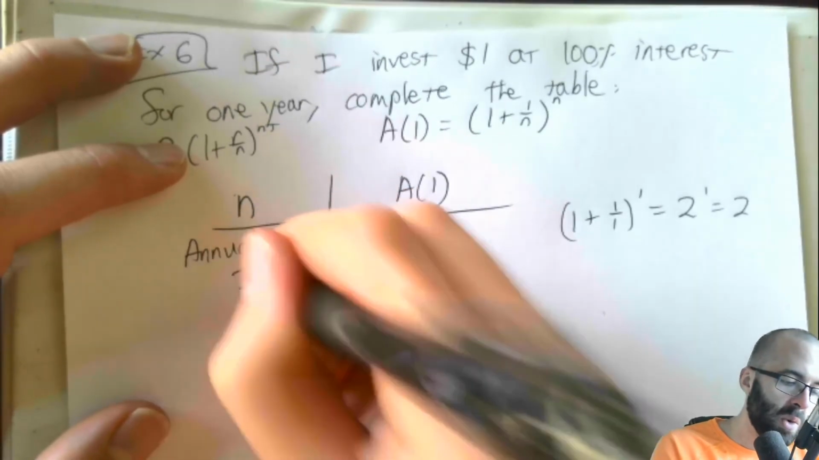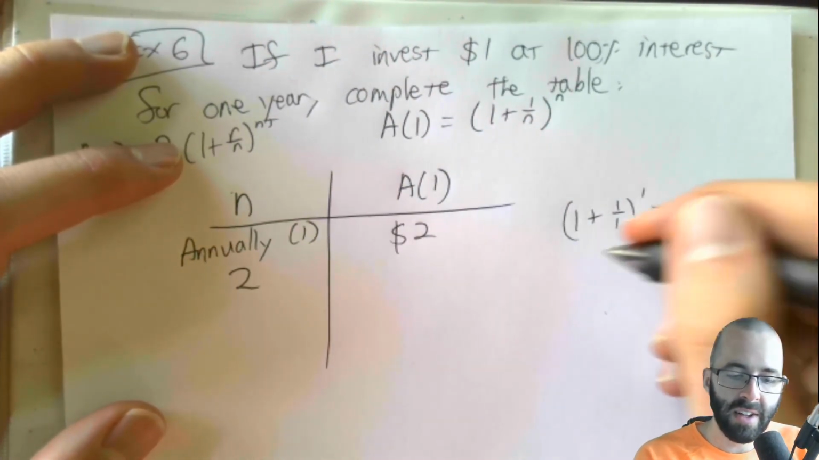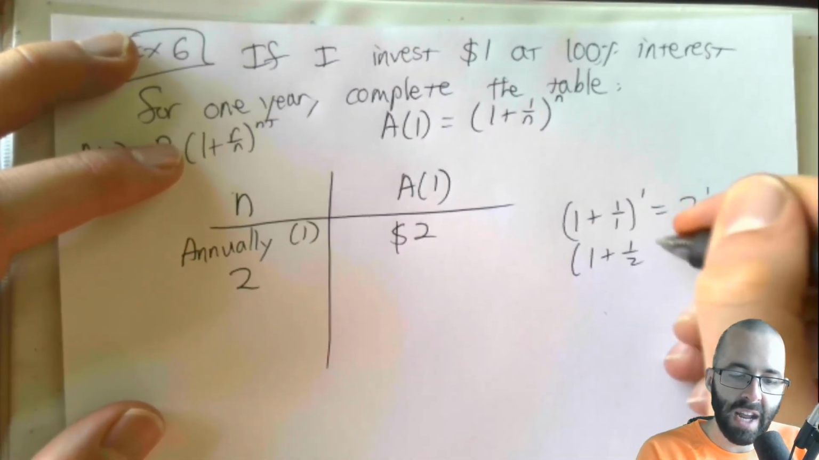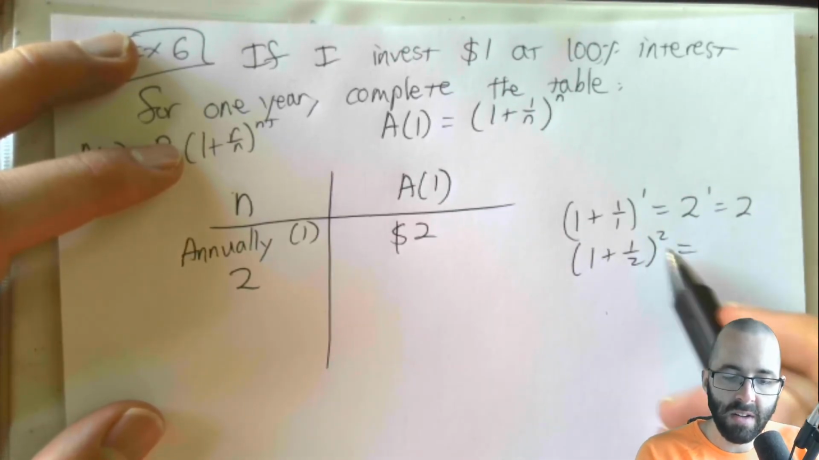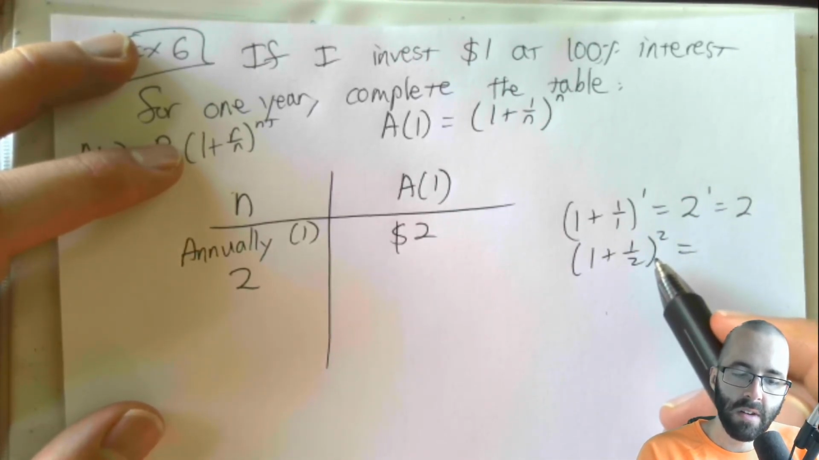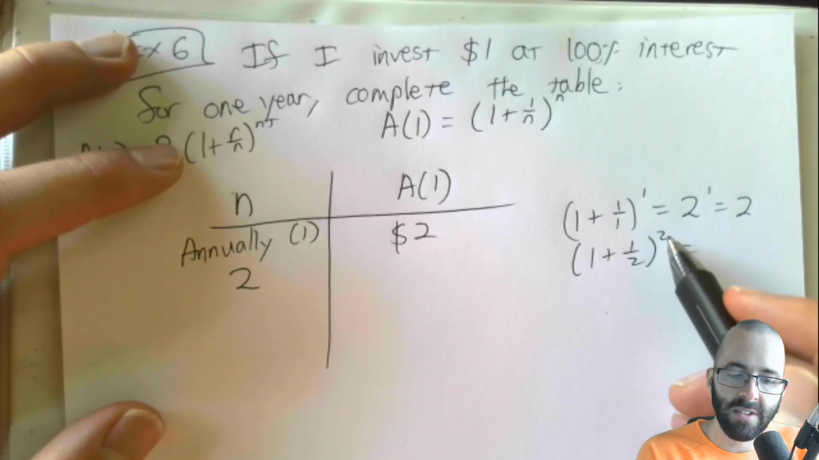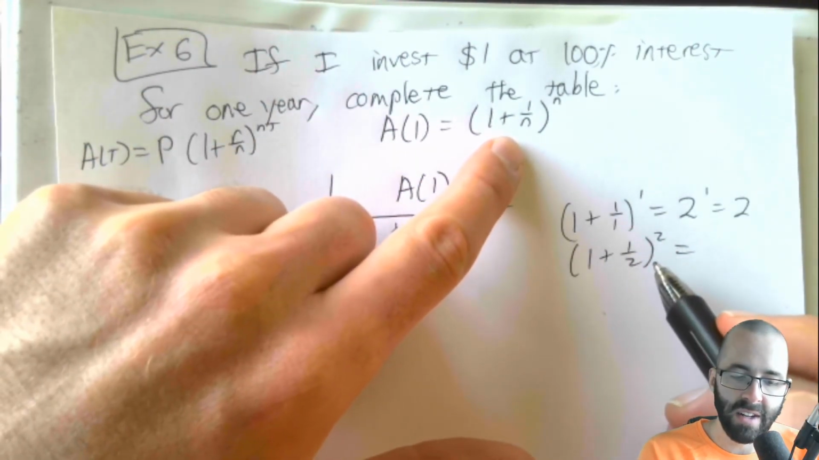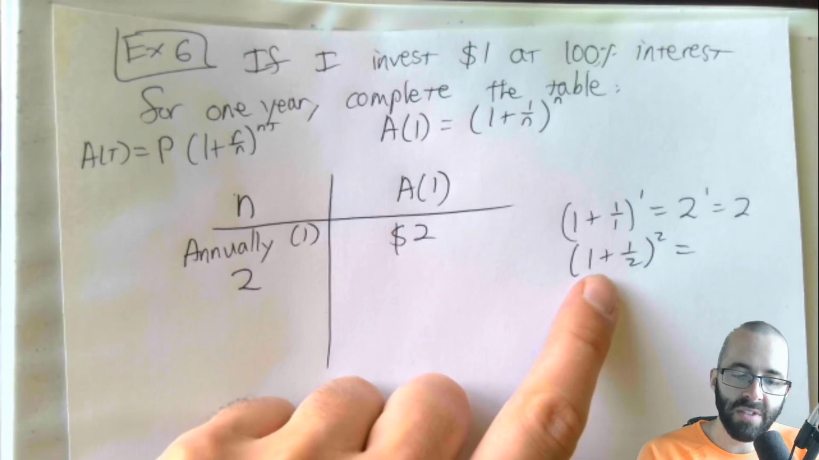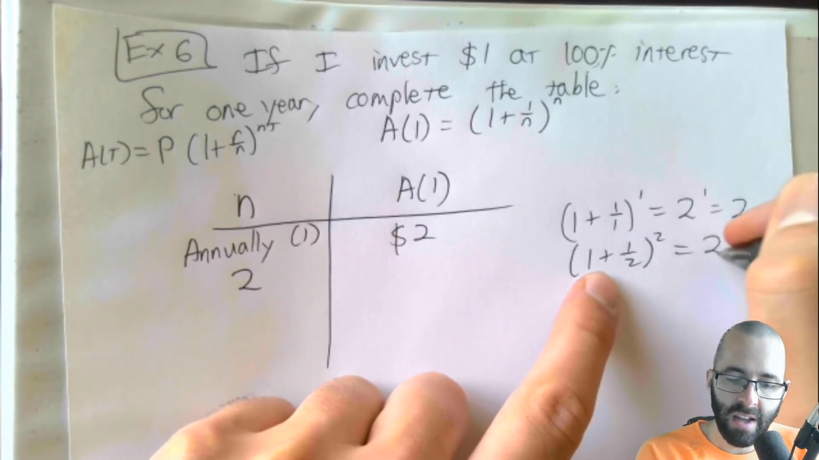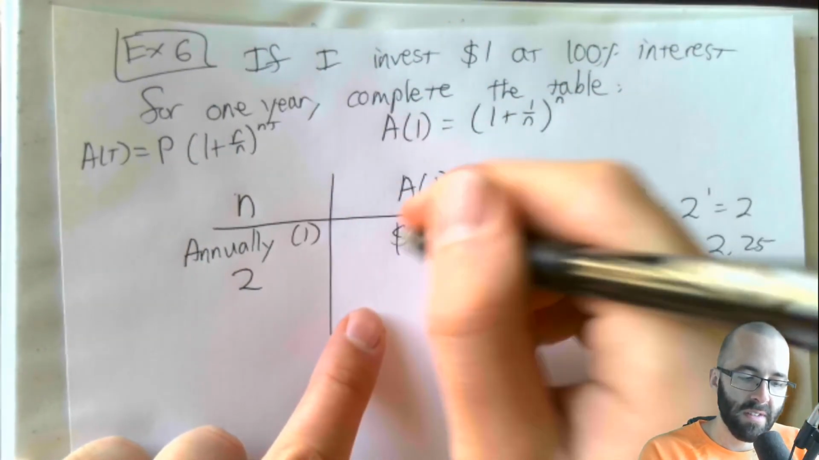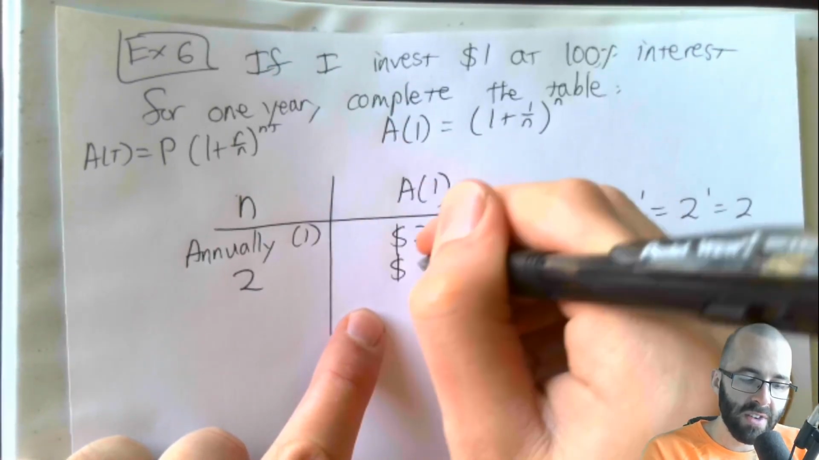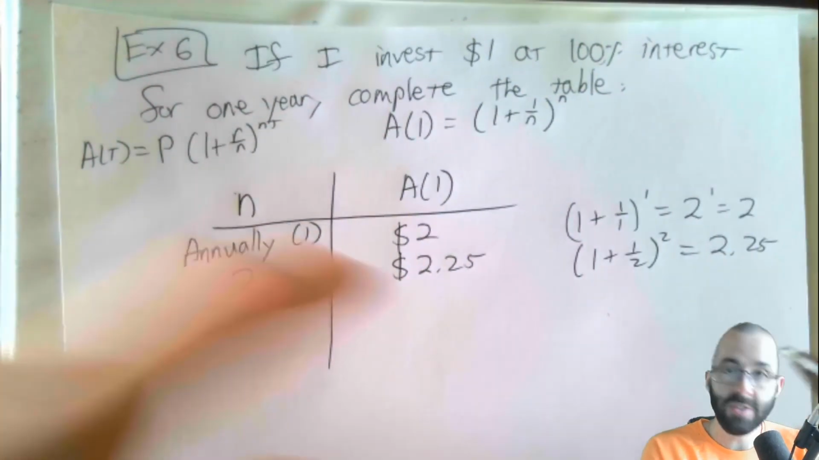Okay. What about if it's semi-annually, right? That's n is equal to 2. We'll get 1 plus 1/2 squared. Okay, n is 2. So you're just replacing in the formula, n is 2. That'll be 3/2 squared. That'll be 9/4. That'll be 2.25. So after a year, if it compounds semi-annually, I'll have an extra quarter.